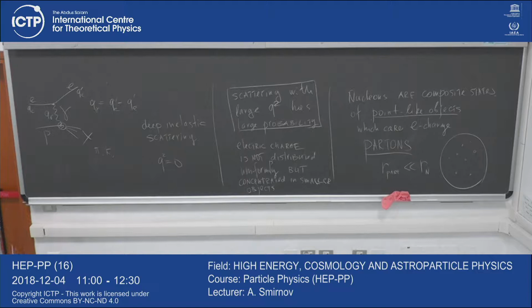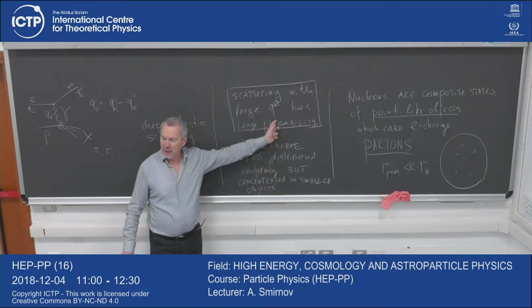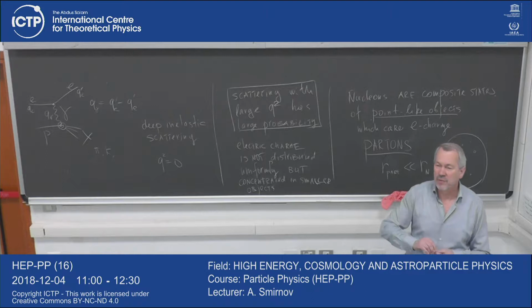Questions? And the fact is that we have many events with scattering of big Q square. In quantum theory, even if you have a uniform distribution, there is still some very small probability that you have scattering at a big angle.